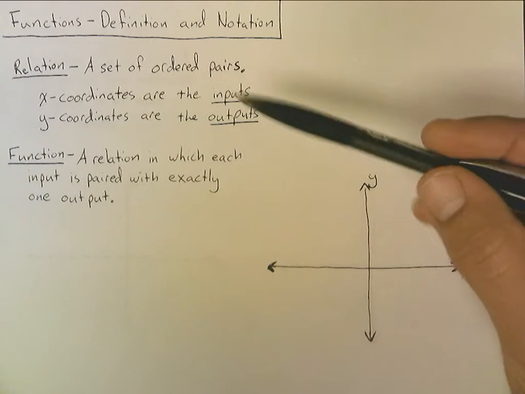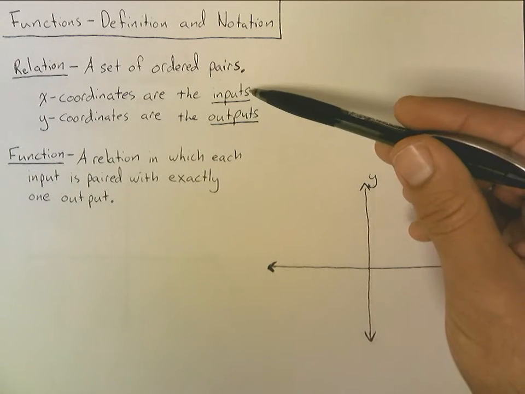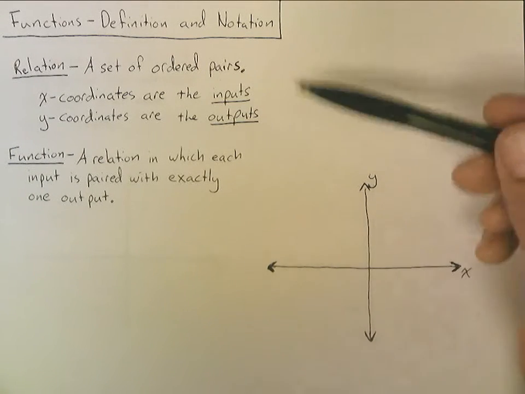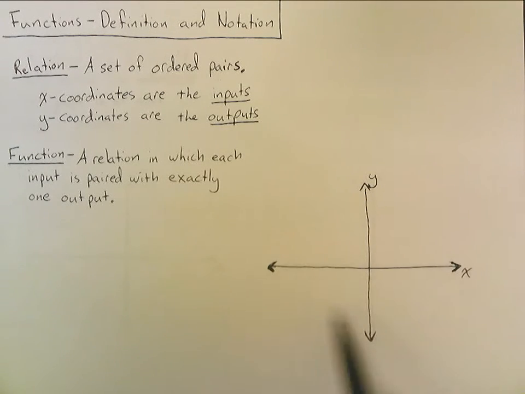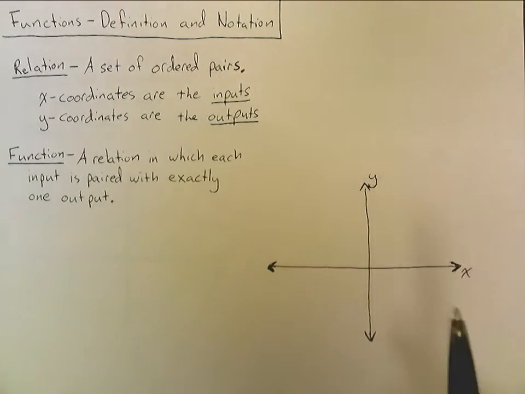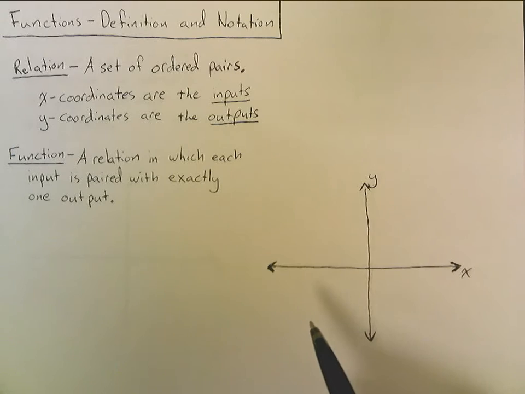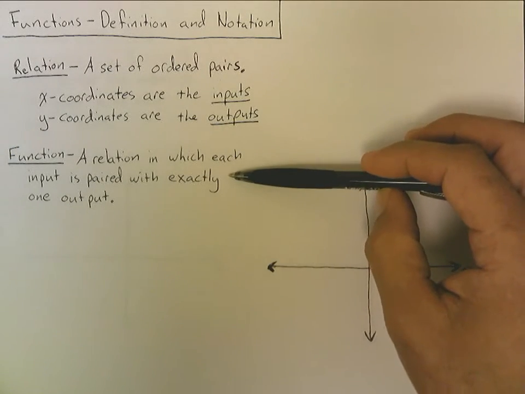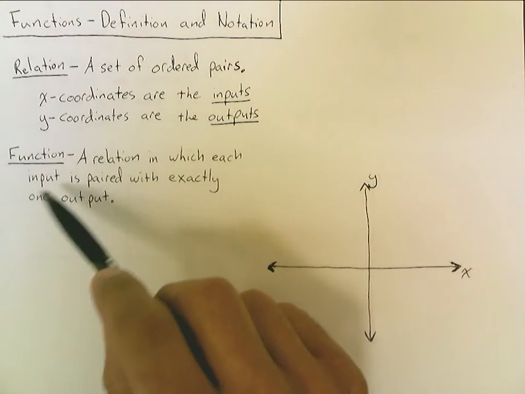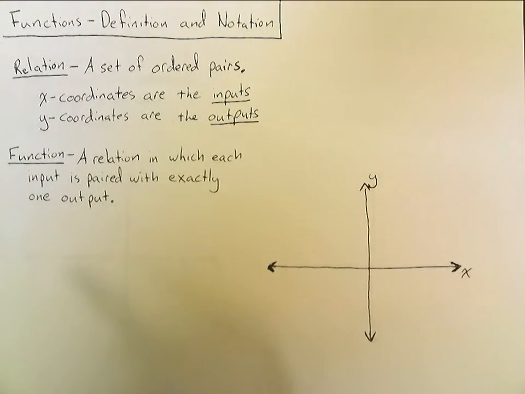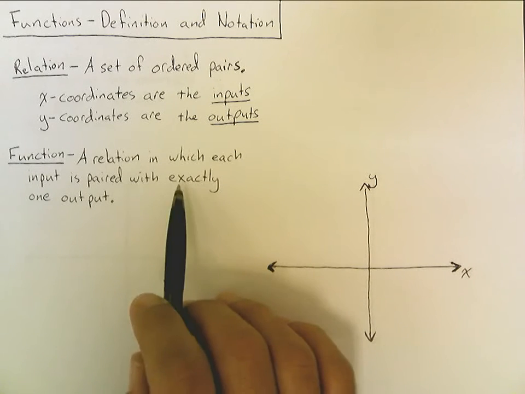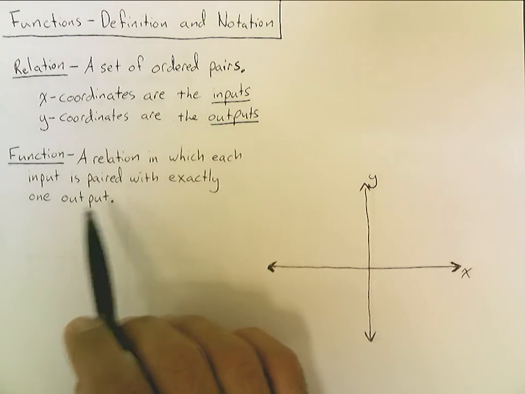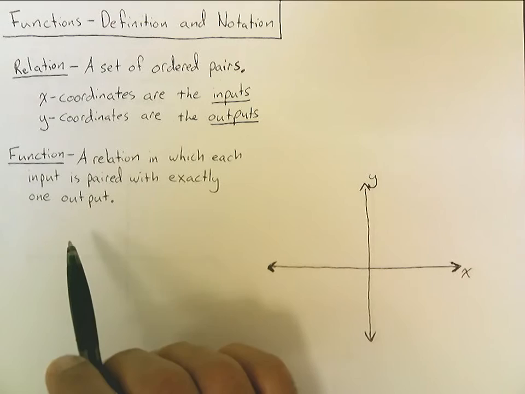And so these ordered pairs, for our purposes, are normally going to be ordered pairs of numbers, which means that these ordered pairs are going to exist in this coordinate plane. Doesn't have to be that way. These inputs and outputs don't have to be numbers at all, but for Algebra 1 purposes, that's what we're going to be dealing with. Now, a relation happens to be a function if each input, meaning each x coordinate, is paired up with exactly one output. So every x gives us exactly one y.